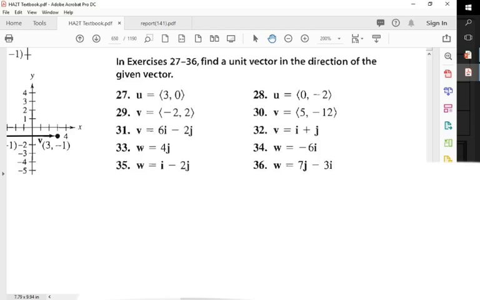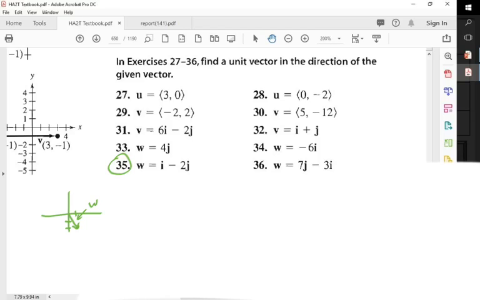So next, let's try 35. A hint on number 35: write it in component form first. So this one, we can visually see the magnitude thing that I was trying to show you earlier. Right 1, down 2. That's where my vector is. So this is the vector W.